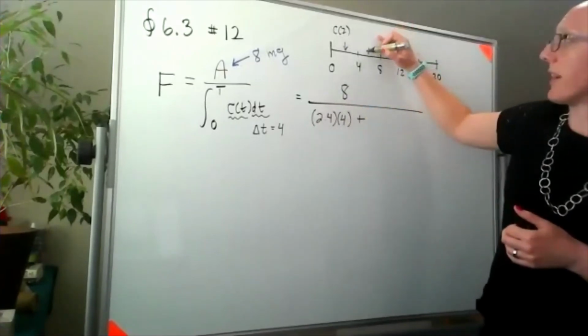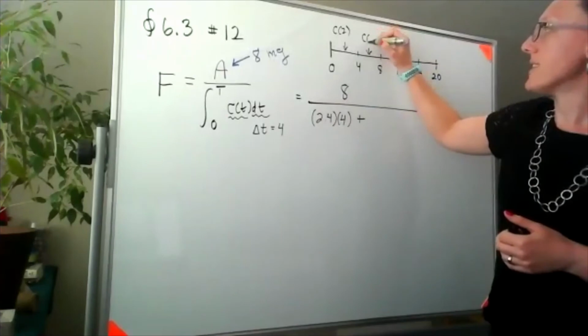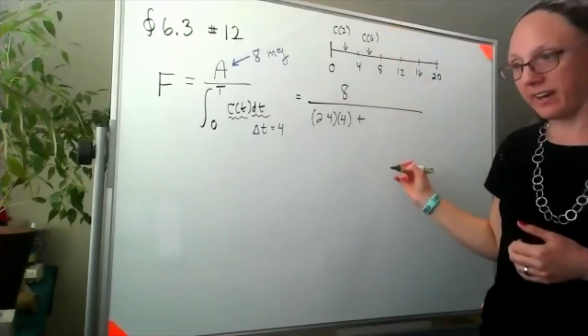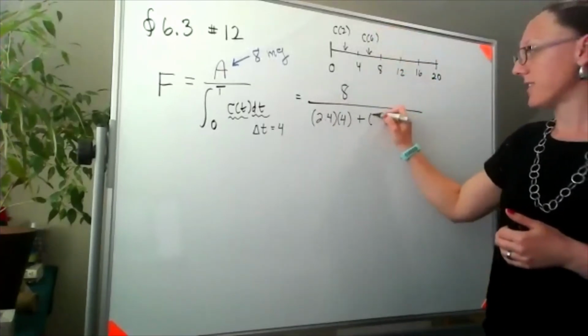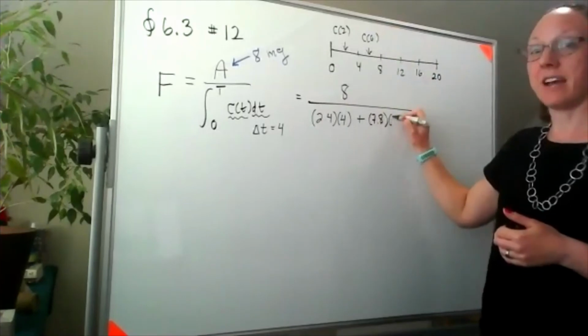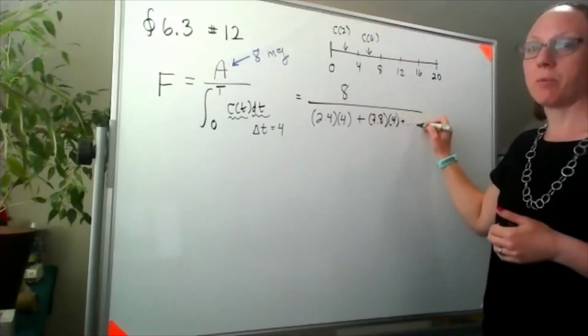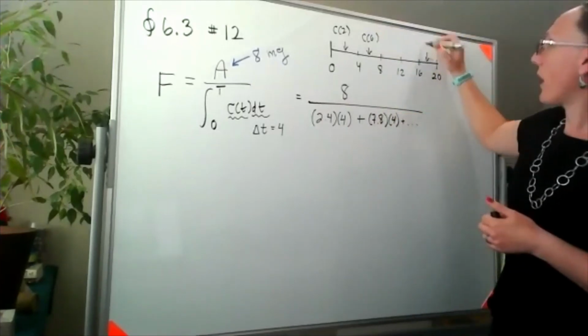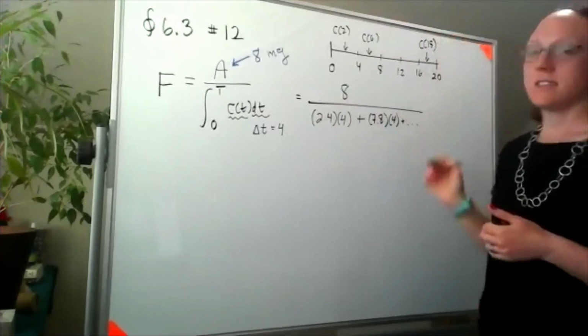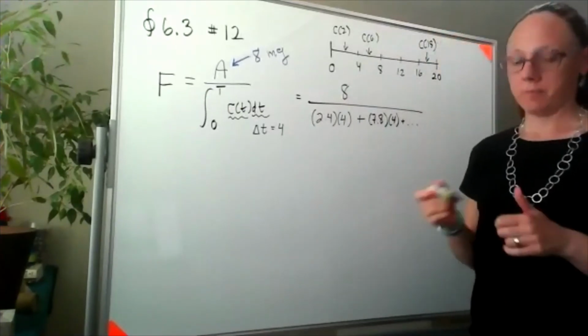And then I'd move to our next midpoint, c of 6. And c of 6 is 7.8. So I'd have 7.8 again times our delta t. And I'd keep going until I got all the way to c of 18.